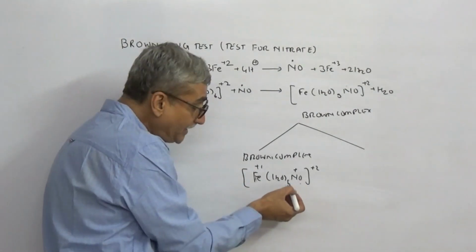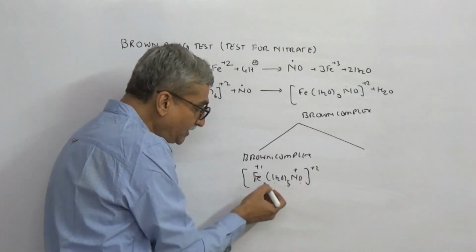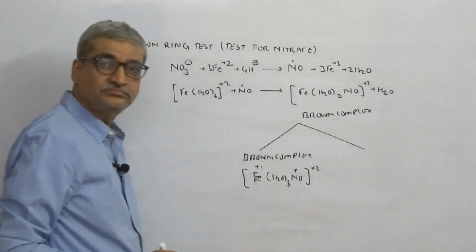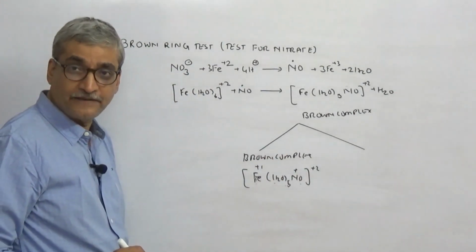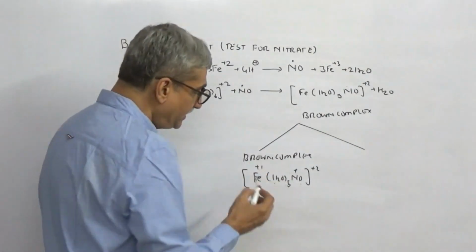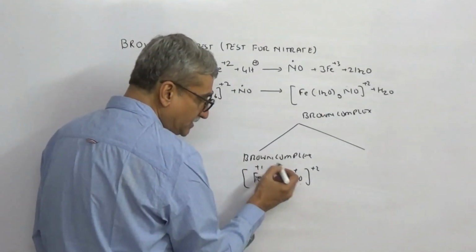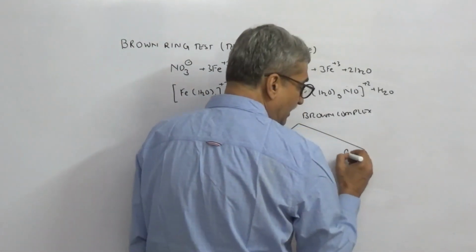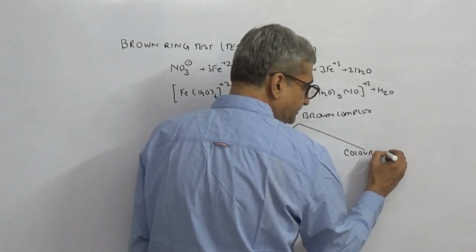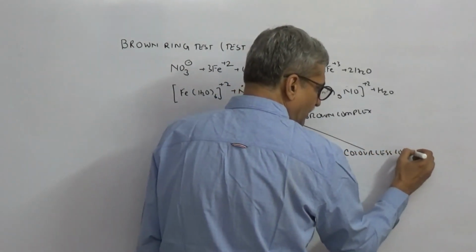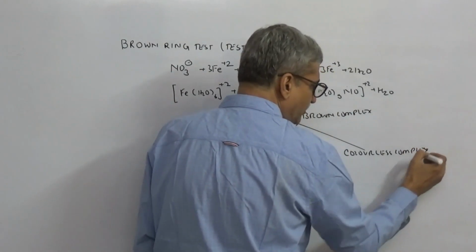Penta-aquo-nitrosonium iron(II). Iron. Is this point clear? But the moment you shake it, the electron which it got is returned back, and you get a colorless complex. In a colorless complex, what is going to happen?